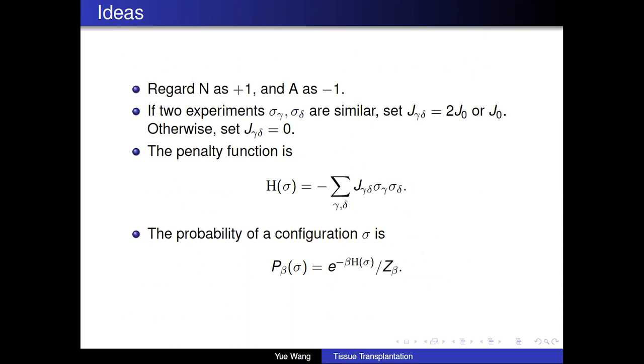So we regard normal as plus one and abnormal as minus one. And if two experiments are similar, then we set the coefficient to be positive. And here's the penalty function, which has the same form as the Ising model. And the same, we have the probability of each configuration.